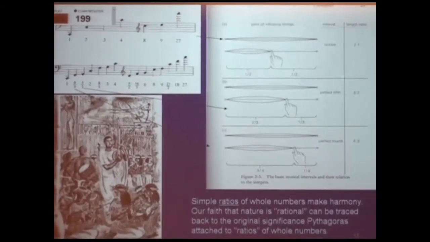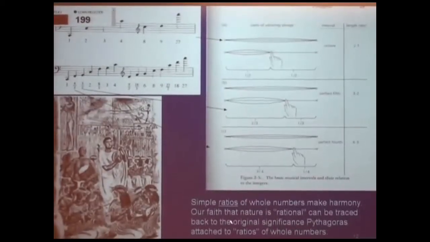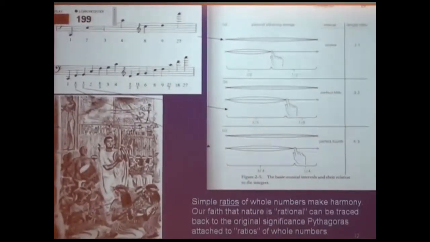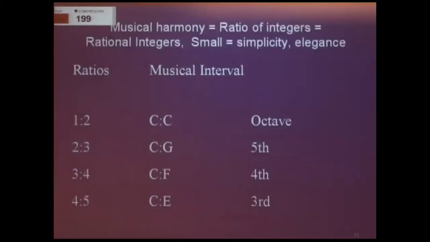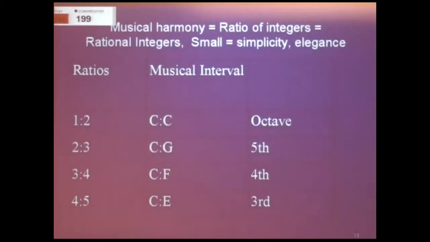In fact, the idea that nature is rational can be traced back to this notion that Pythagoras attached to ratios of whole numbers. And in fact, he believed that everything in the universe can be explained by simple whole numbers. So the people who followed him believed in the virtue of these perfect numbers, and anybody who contradicted him was thrown out of his brotherhood. Okay, so they believed in the importance of rational numbers. And again, repeat the mathematical relationship and the musical notation of these musical intervals.